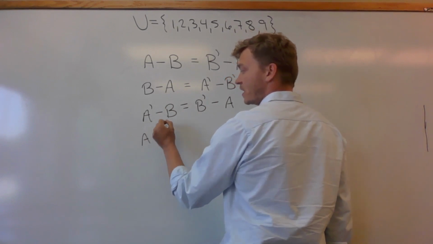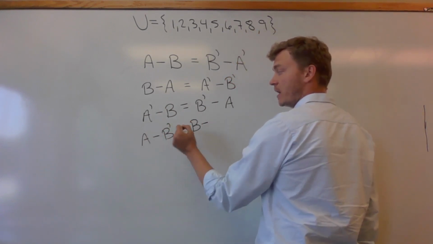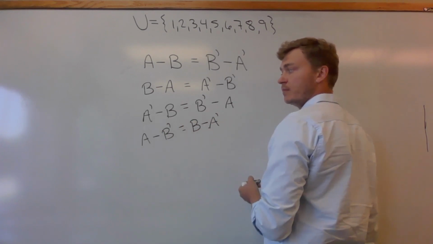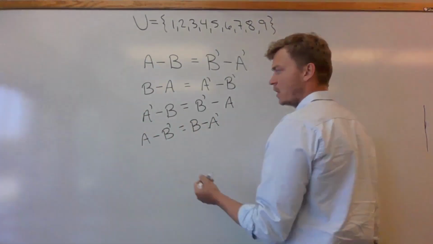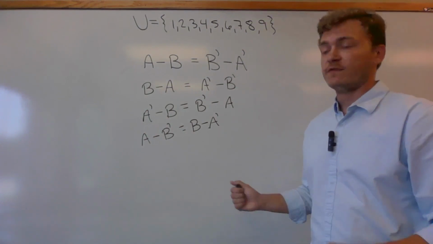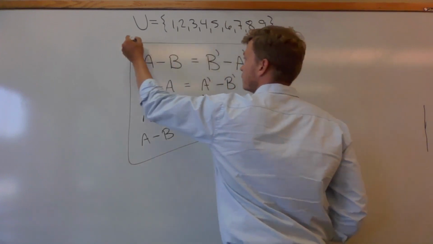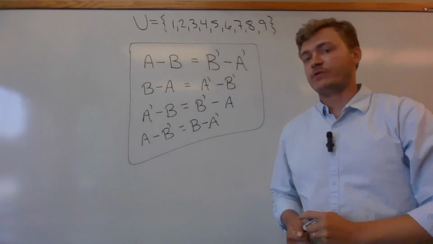A minus B complement would be equal to B minus A complement. We have here, I believe, right? Those are our four. So for our difference of sets, we get the following generalizations as well.